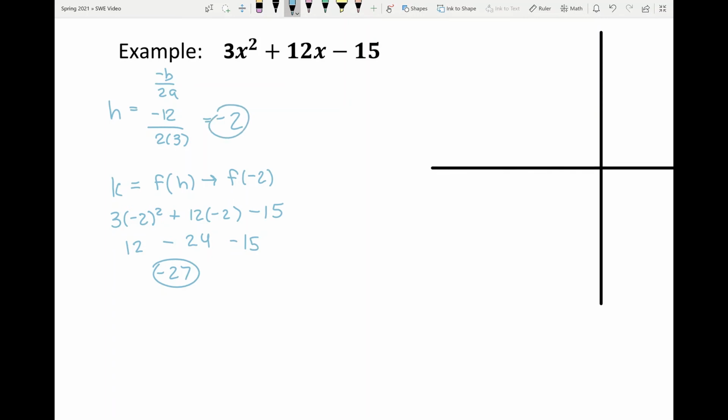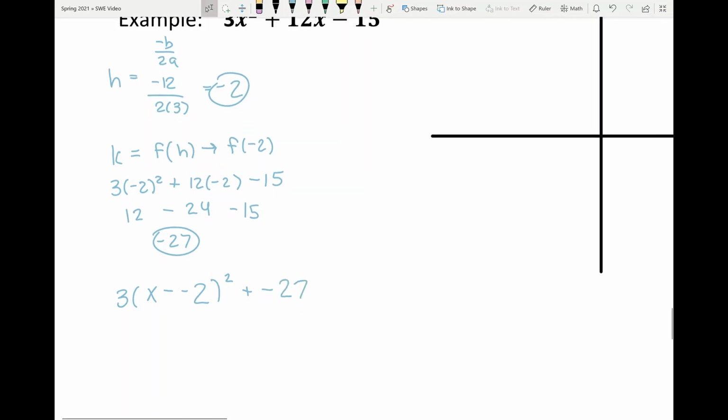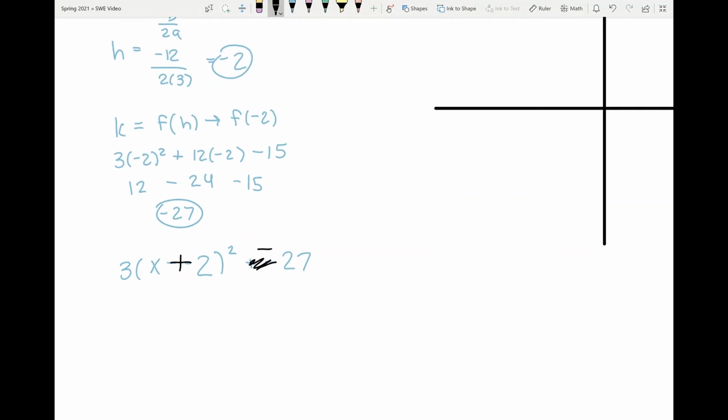So when we plug that into the equation that we had, we're going to have the A term times x minus the H term squared plus our K term. Now this double negative right here is going to turn into a plus, and this one is going to turn into a minus, just with simple rules. So we'll have 3 times x plus 2 squared minus 27.